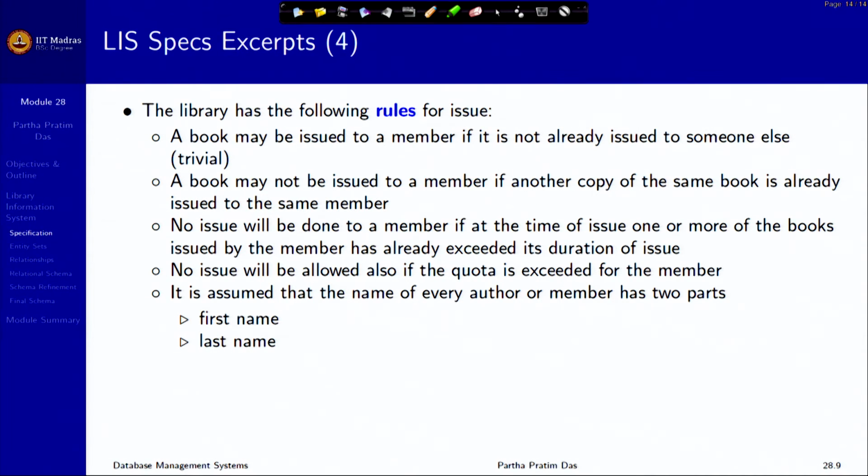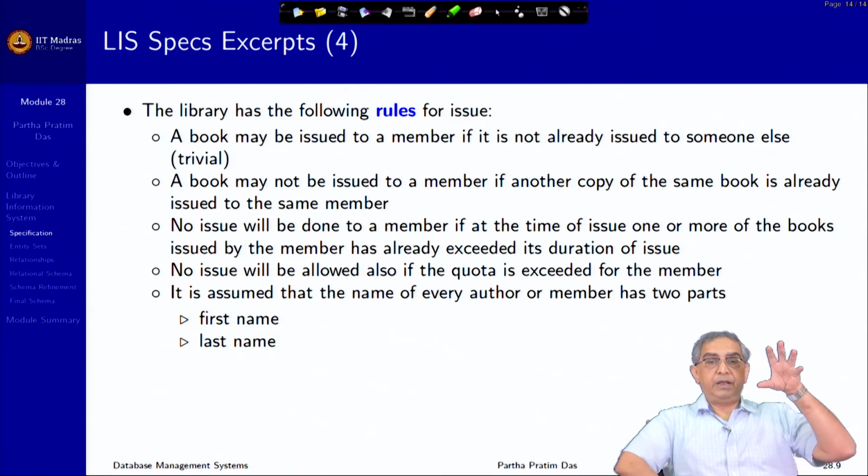Finally, it says that there are some ground rules. A book may be issued to a member if it is not already issued to someone else, which is trivial. A book may not be issued to a member if another copy of the book is already issued to the member, right. So, this is a constraint being specified. No issue will be done to a member if, at the time of issue, one or more books issued to the member have already exceeded their duration, right.